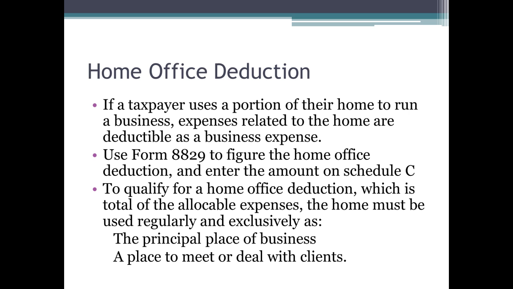Home office deduction. If a taxpayer uses a portion of their home to run a business, expenses related to the home are deductible as business expenses. You will use a Form 8829 to figure the home office deduction and enter the amount on Schedule C. To qualify for a home office deduction, the home must be used regularly and exclusively as the principal place of business and a place to meet or deal with clients.